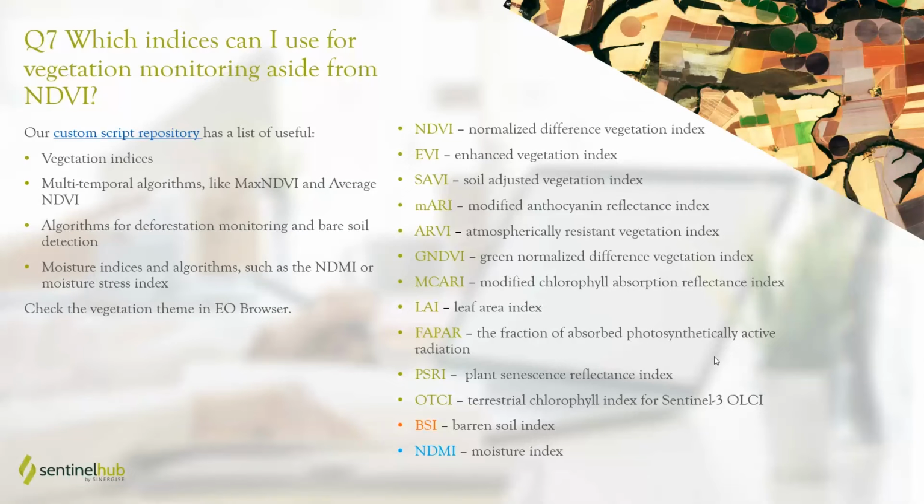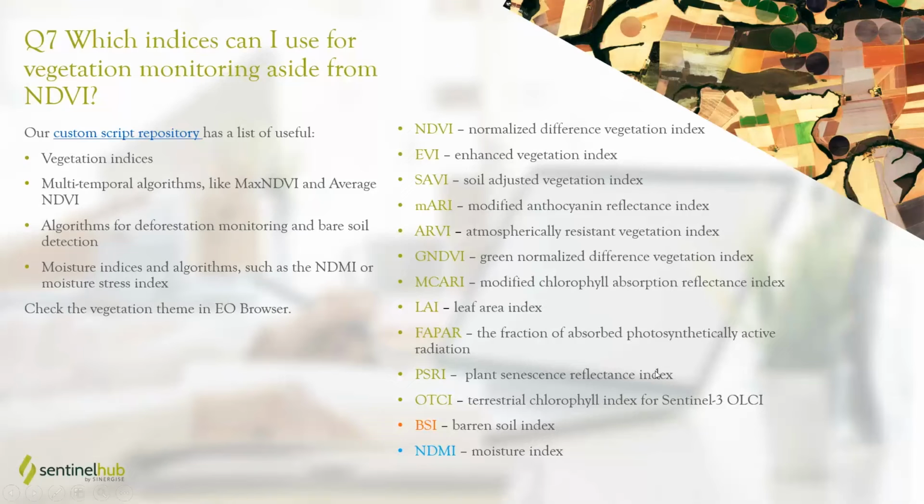It also includes multitemporal algorithms, for example, max NDVI or average NDVI, algorithms for deforestation monitoring and bare soil detection, and also moisture indices and algorithms like NDMI or the stress index, which are also very useful because the moisture can also tell you about drought and the stress of the vegetation.